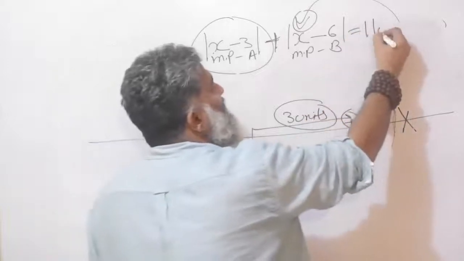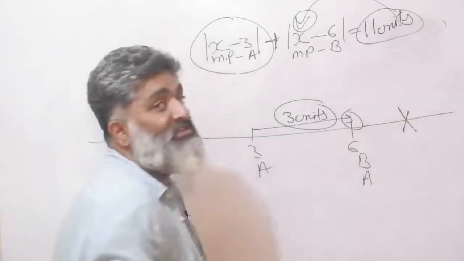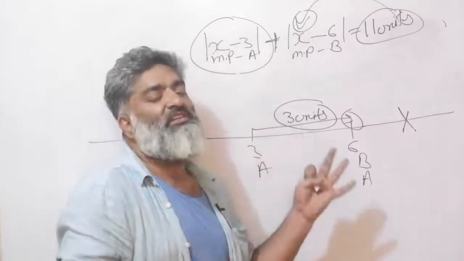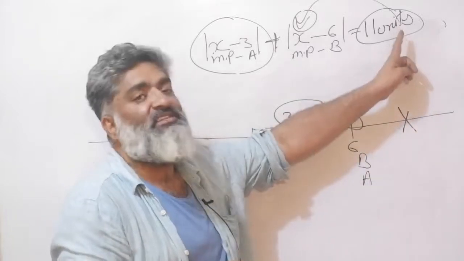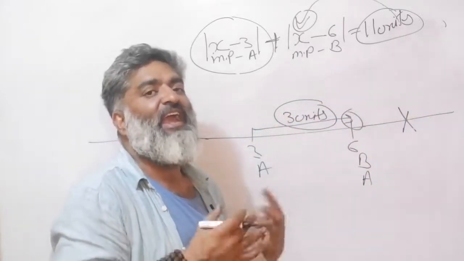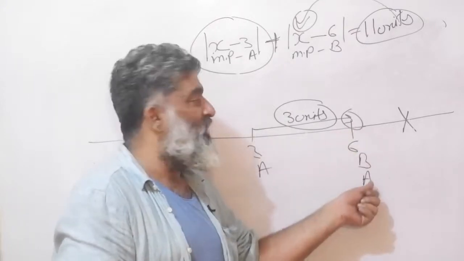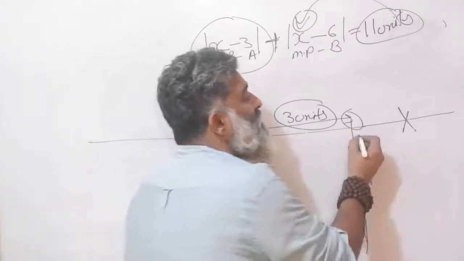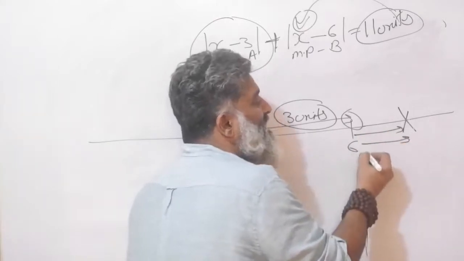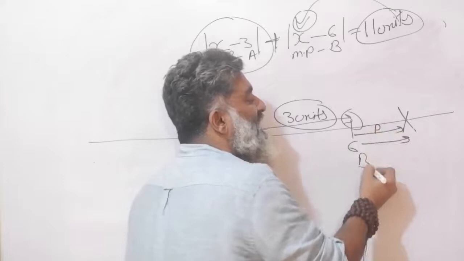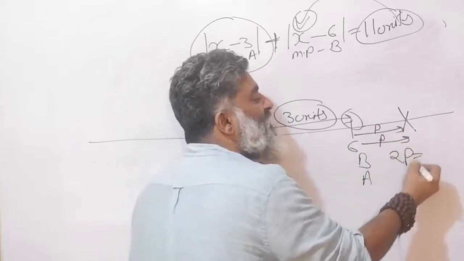You wanted 11 units. You wanted a total journey of 11 units. Out of that, 3 units are already gone. How many units are left if you want to reach the sum of 11? So you have 8 units more, right? Now both of them are at the same point. Both of them are going to go to X. For both of them, the distance is going to be the same. If B's distance is, let's say, P, A's distance will also be P. So I know this 2P is the remaining distance.